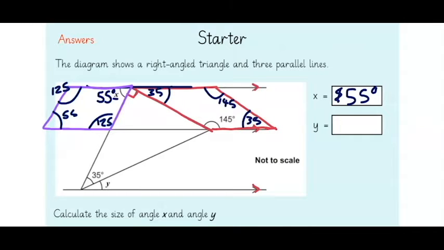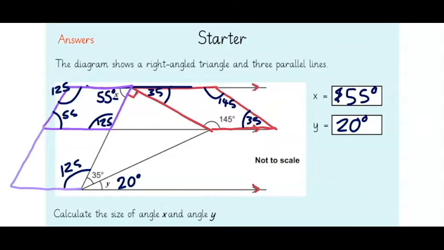Now, if I continue my parallelogram shape, just a moment, I can see that it comes down here, and I've got exactly the same parallelogram underneath, which means that this angle here is also going to be 125. And again, I've got this straight angle. 125 plus 35 plus 20 will equal 180. So y equals 20 degrees.